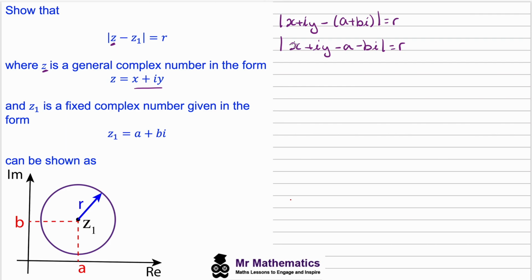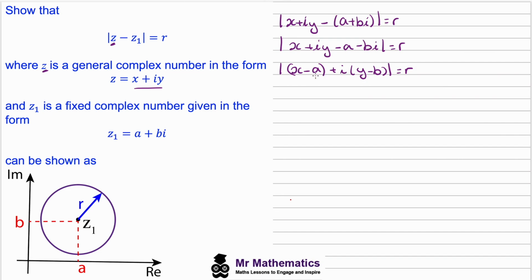Now we can see we've got a collection of real parts, the x and the negative a, and the imaginary parts, the y and the negative b. So we can collect these together. So we've got x minus a, we'll put this in brackets, plus i multiplied by y minus b. And this will equal r.